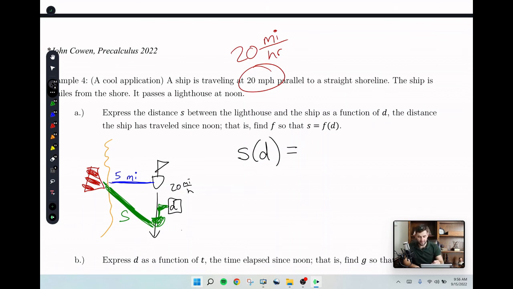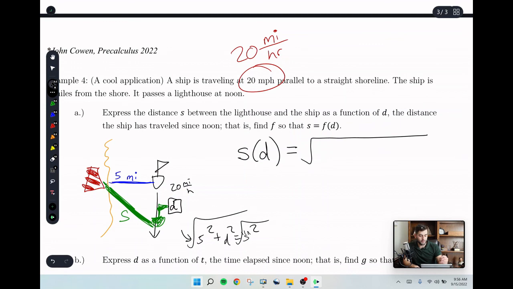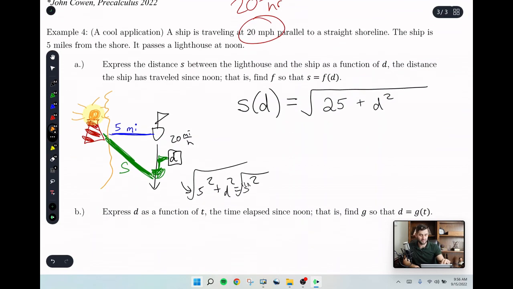Just on a side note down here, Pythagorean theorem is a squared plus b squared equals c squared, right? And where c squared is the longer side, so c is going to be s. And a and b can be interchanged, so we got 5 and d. So we've got some function, and if we square root both sides, we're going to end up with the square root of 5 squared, which I'm going to go ahead and write 25, 25 plus d squared. So that function tells us the distance the ship is from the lighthouse given some distance traveled. But I bet it wants time, and that's what we're going to end up finding.